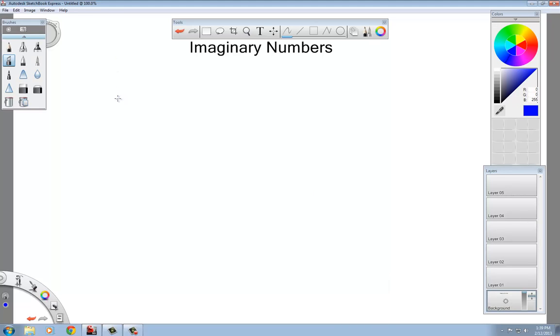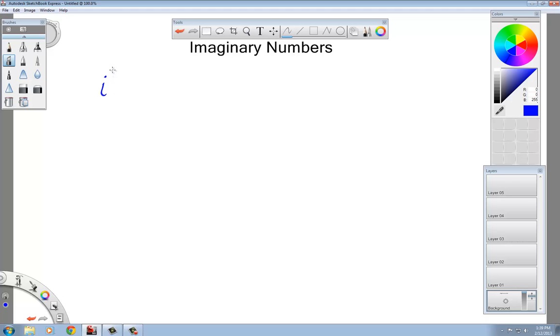Welcome, Algebra 2 students. Today we're going to talk about imaginary numbers. And we're going to start off with the very tricky subject of doing i to different powers. This is i to the first, i to the second, i to the third, i to the 29th power, and so on, and how to do that.